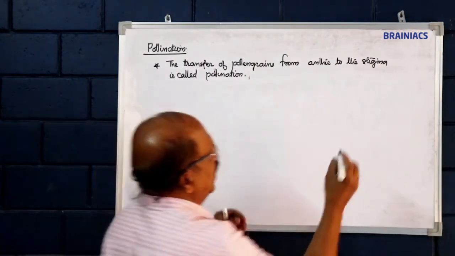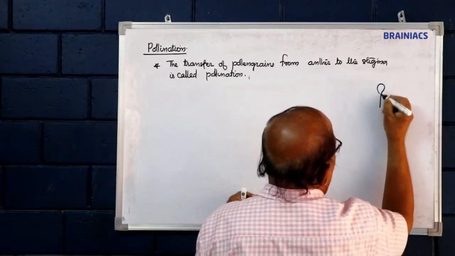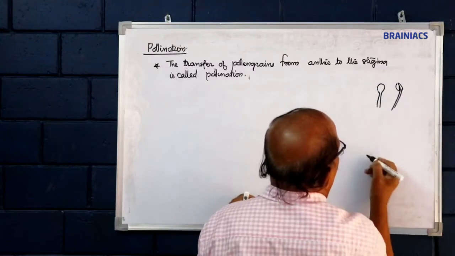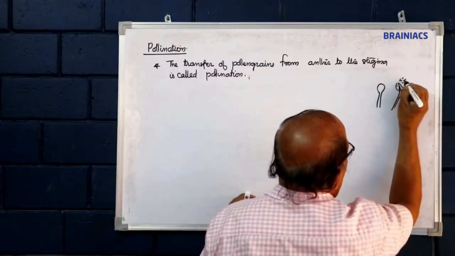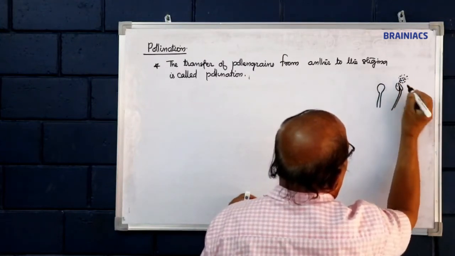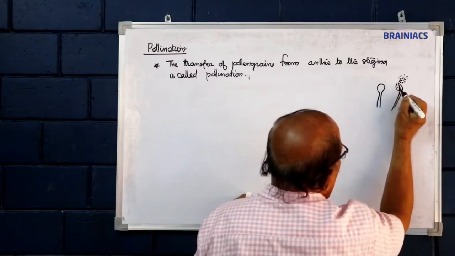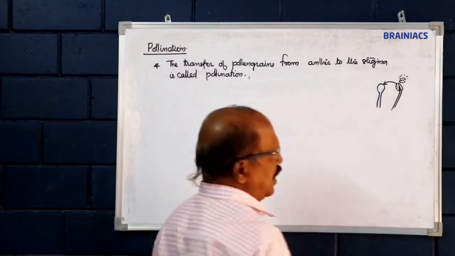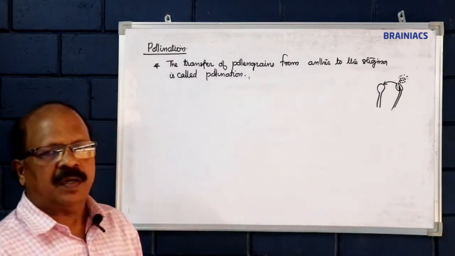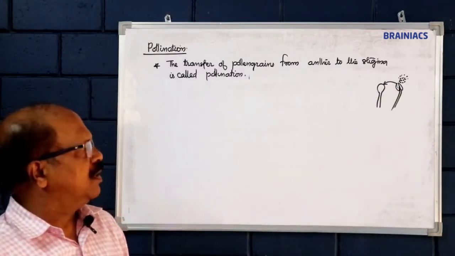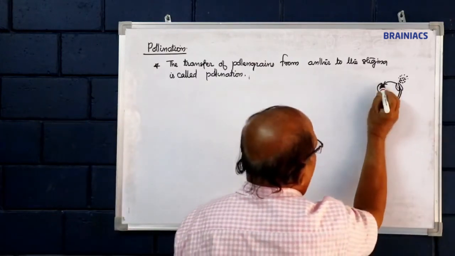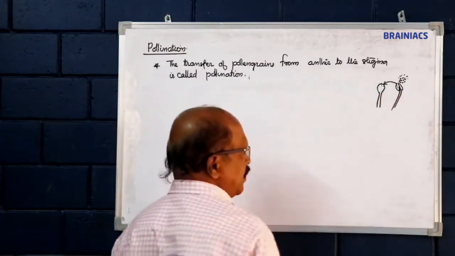So this is the stigma and this is the anther. Here pollen grains are produced. This pollen grain from the anther is deposited either directly or by agents. Anyway, the transfer of pollen grains from anther to the stigma is called pollination.